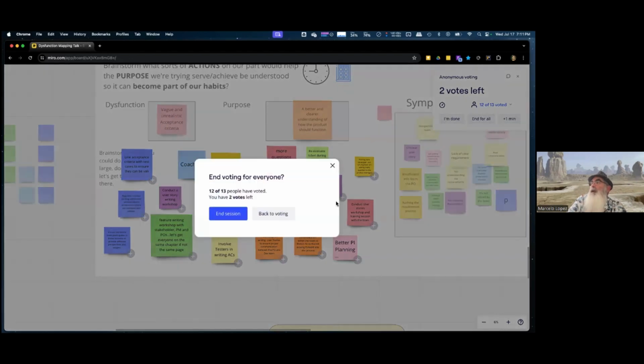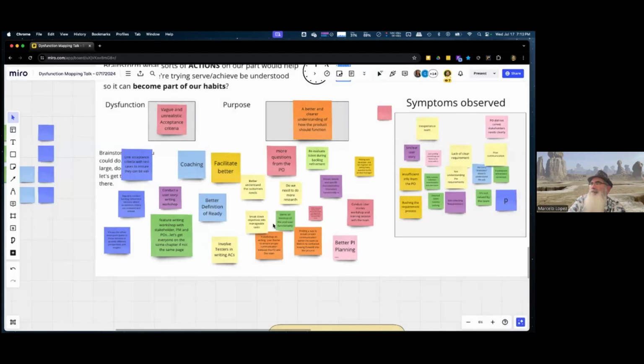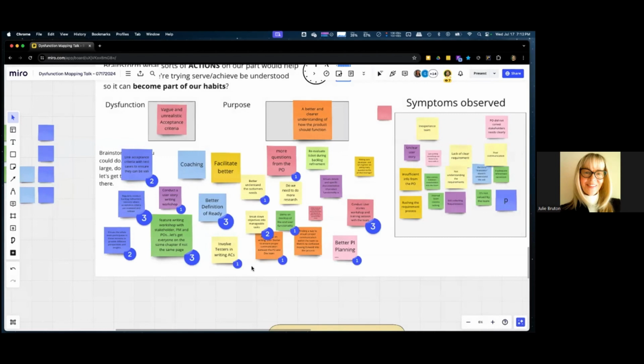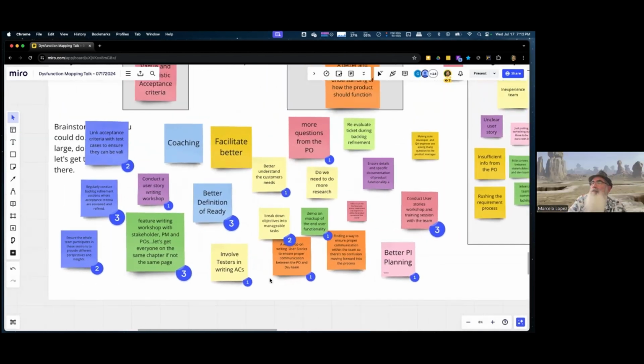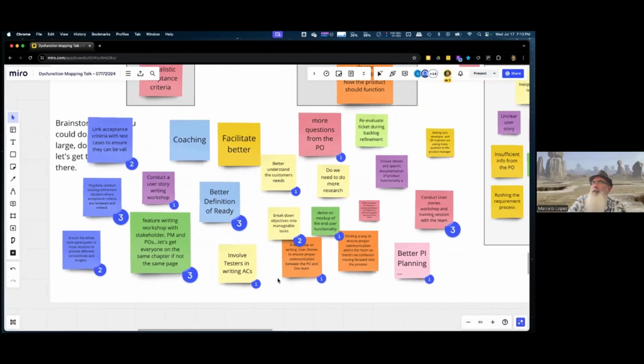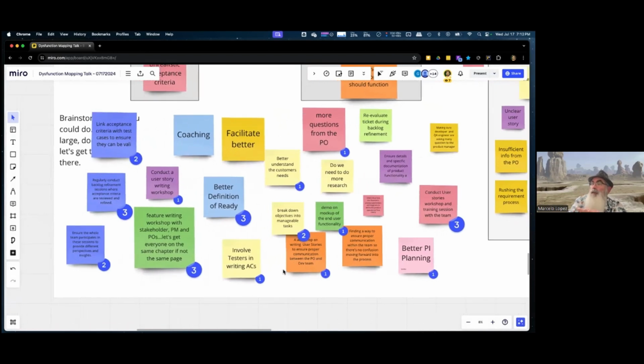And I'm ending it for all. This was very painful. I'm sorry, I don't like to do that. My facilitation nerves are a little frazzled by having to do that. But we have several 3s.